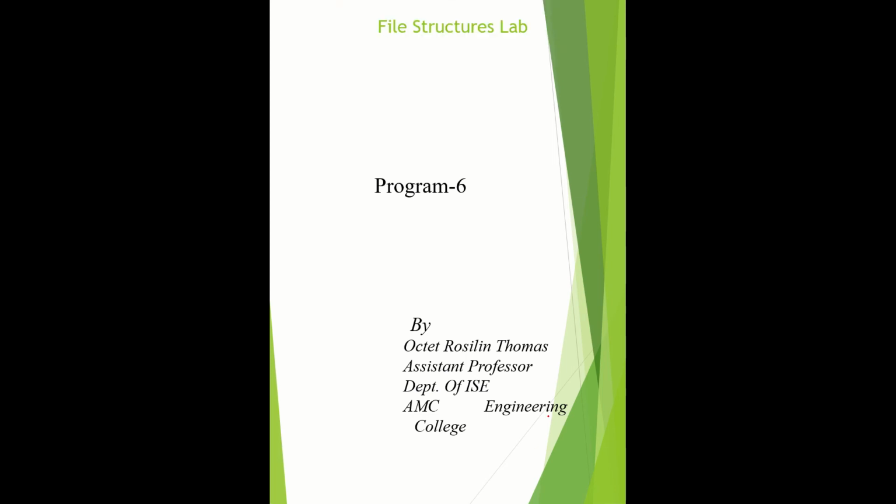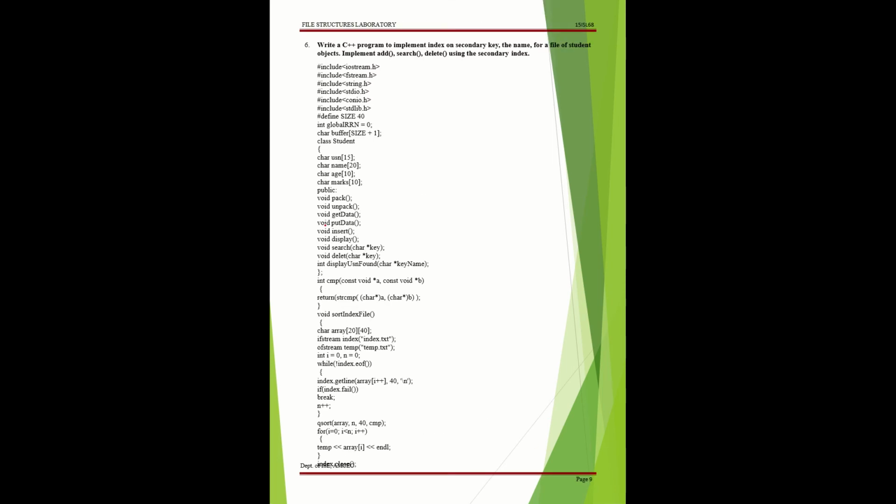Sixth program of FS. Write a C++ program to implement index on secondary key, the name, for a file of student objects. Implement add, search, delete using secondary index.